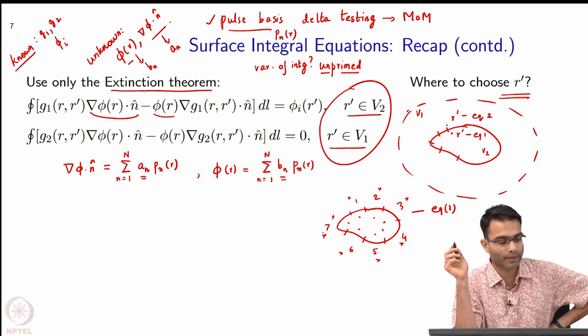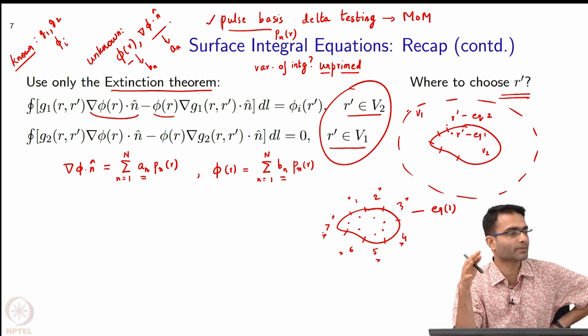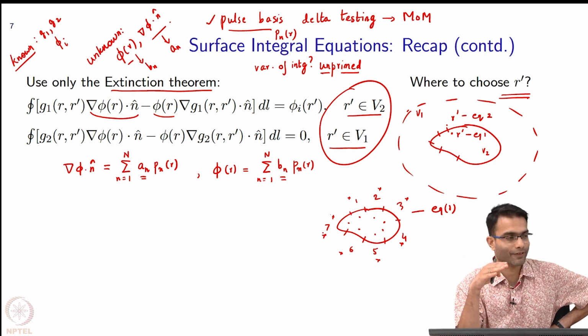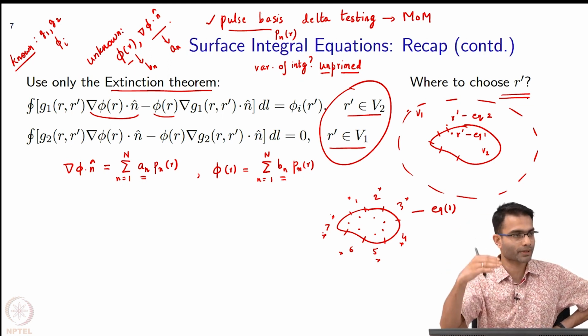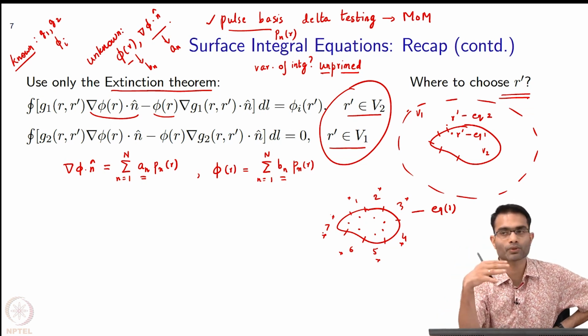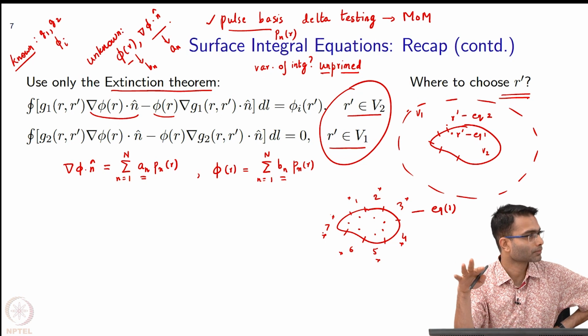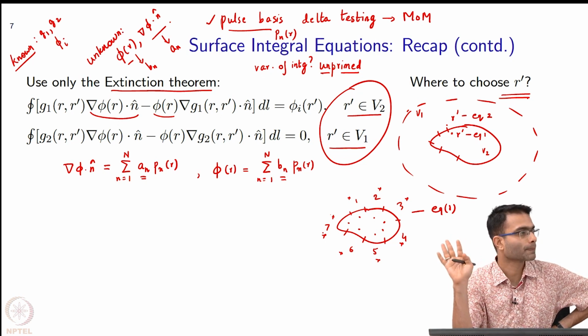So, when I test the second equation with these 7 points, I will get the remaining 7 equations and the same 14 variables, right, because grad phi is appearing in both places, phi is appearing in both equations. So, I am going to get 14 equations in 14 variables. I can solve it, I will get my answer. Is there any problem with this approach? No, there is no problem.